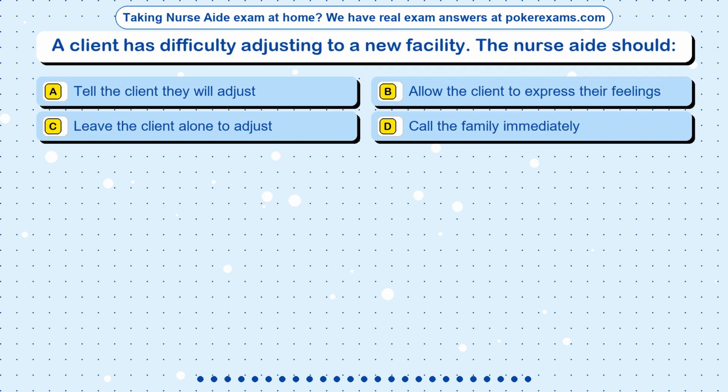Question 4. A client has difficulty adjusting to a new facility. The nurse aide should: Option A, tell the client they will adjust. Option B, allow the client to express their feelings. Option C, leave the client alone to adjust. Option D, call the family immediately.